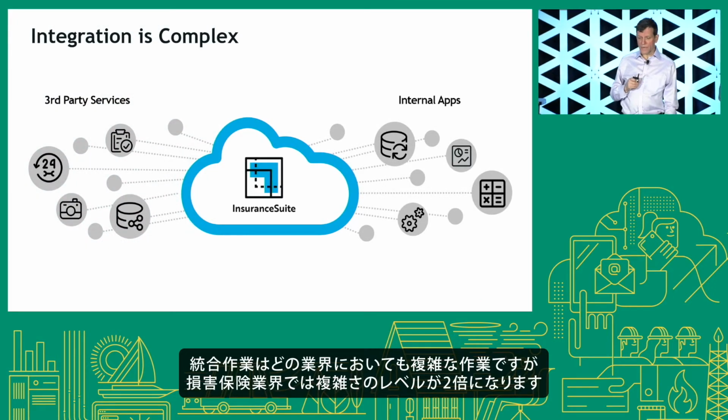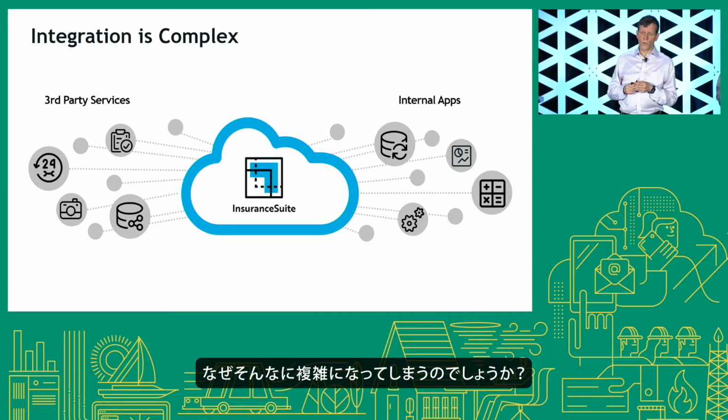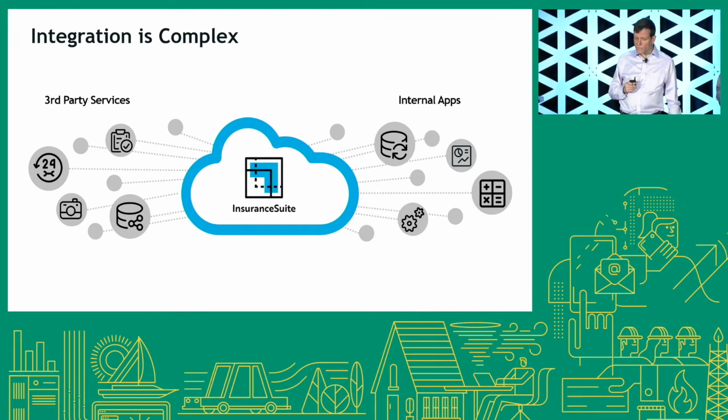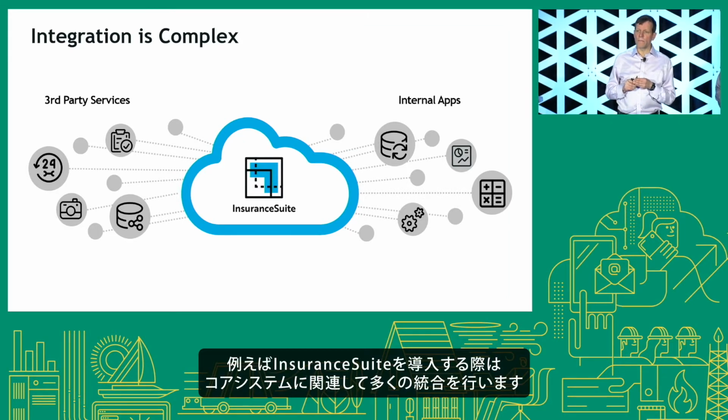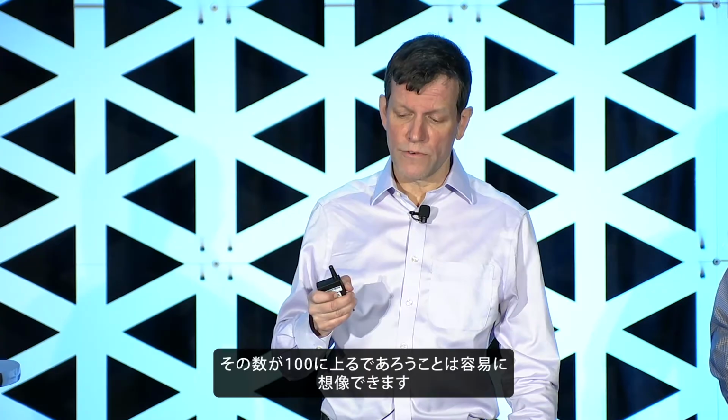All right, so integration, regardless of industry, is complicated, and that's doubly so with P&C. So what is actually driving that complexity? With an InsuranceSuite implementation, there are many integrations involved with the core system. You can imagine there could easily be 100 integrations involved, right?